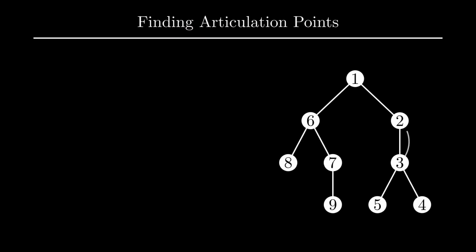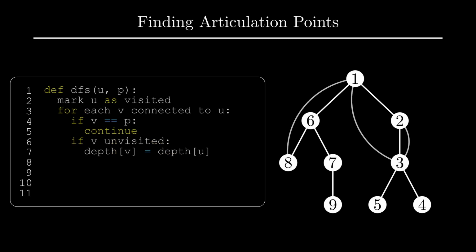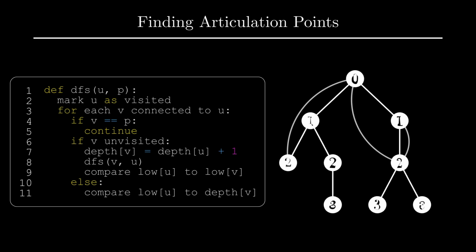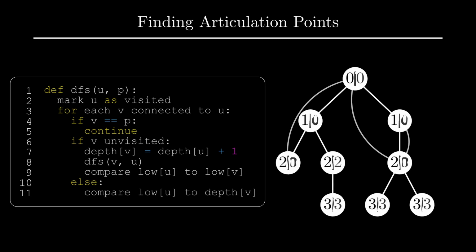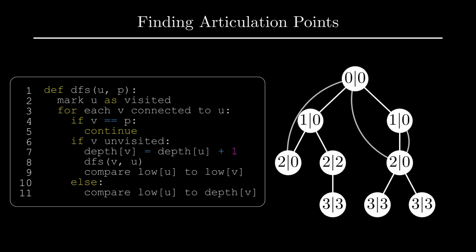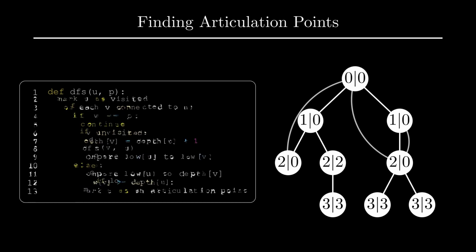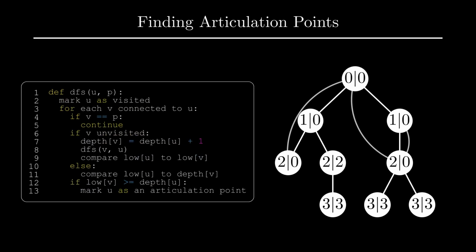So let's begin with the same code as before, which calculates the low and depth values for each node. All we need to do now is add a condition checking whether any of the children of a node have a low value of at least the parent's depth. This would mean that no back edge connects their component to the rest of the tree, and so would make the parent node an articulation point. Here the articulation points are highlighted in red, and each one has a child whose low value is greater than or equal to the depth of the parent.